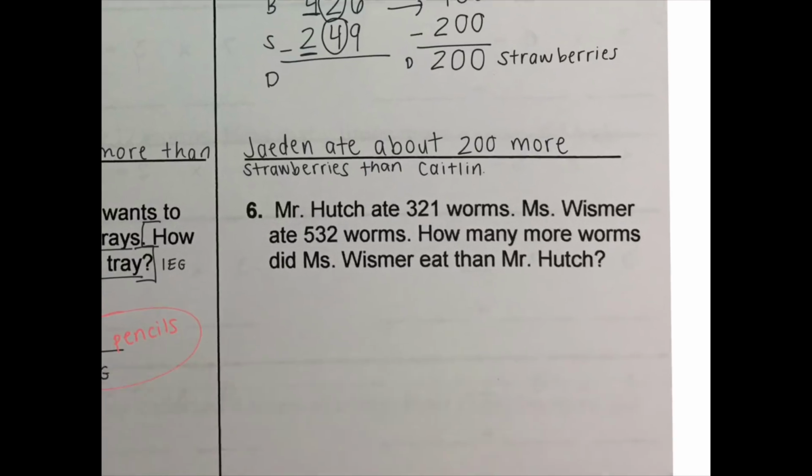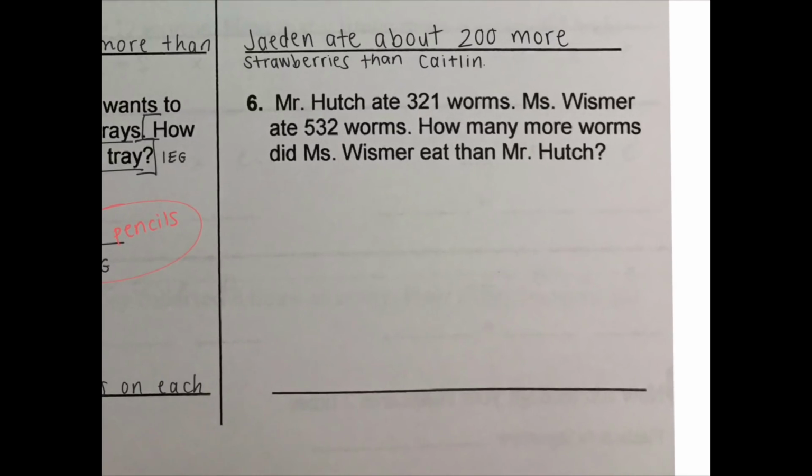Last one, number 6. Mr. Hutch ate 321 worms. Ew, why is he so gross? Miss Wismer ate 532 worms. What is going on? I need to get them some better food. I'll bring in something good for lunch.